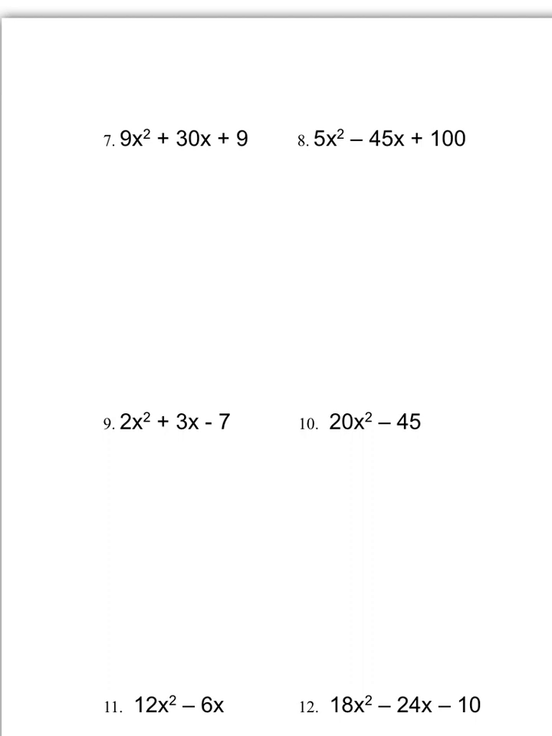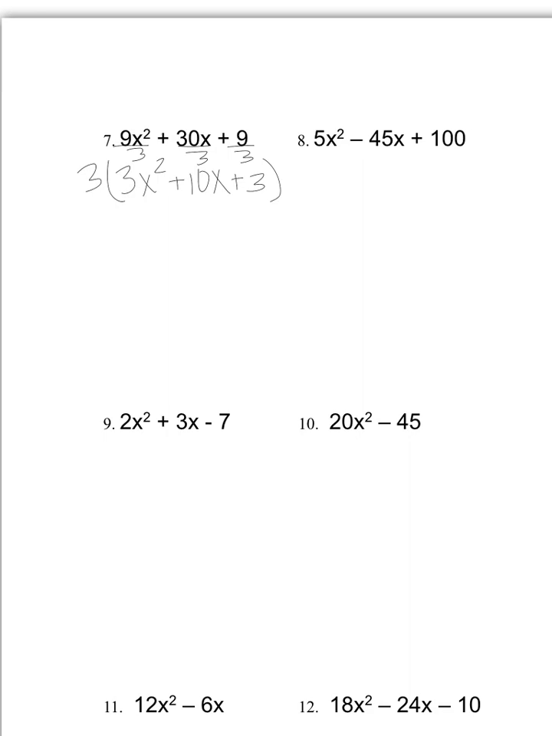Okay, so number 7. Remember, first thing we check for is GCF, and notice they do have something in common. The greatest common factor on this one would be a 3. Remember, whenever you're taking a GCF, you're dividing each one by whatever that GCF is. So that would be 3x squared plus 10x plus 3. Okay, so we took the GCF out.